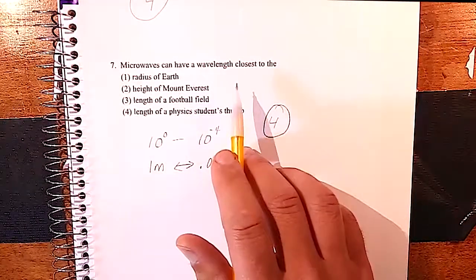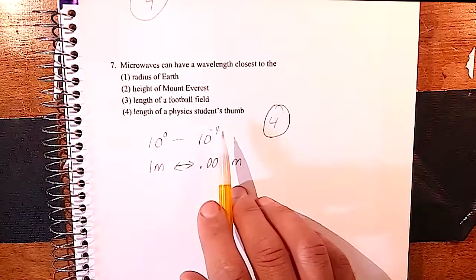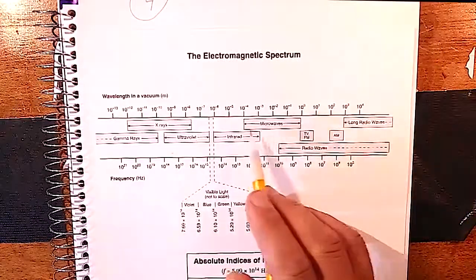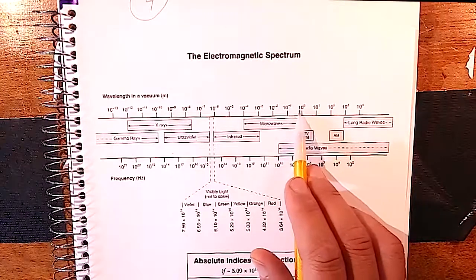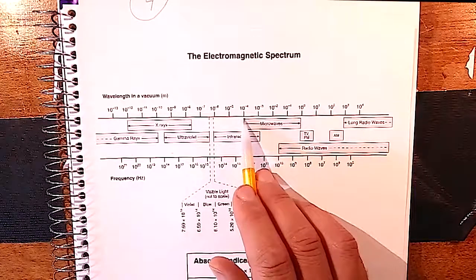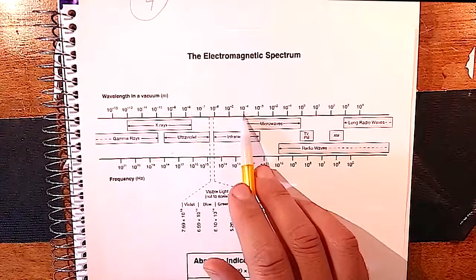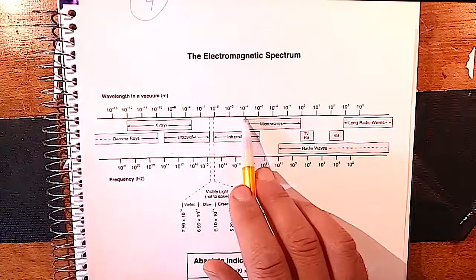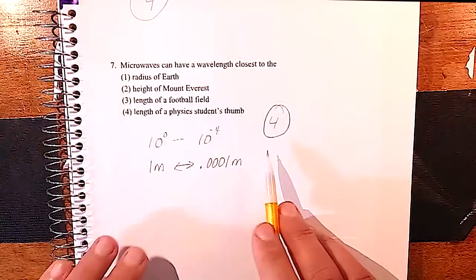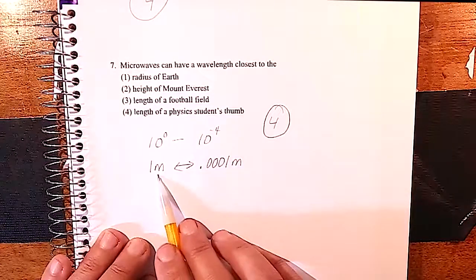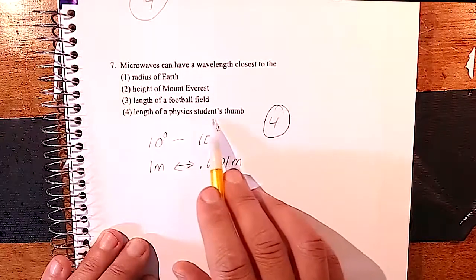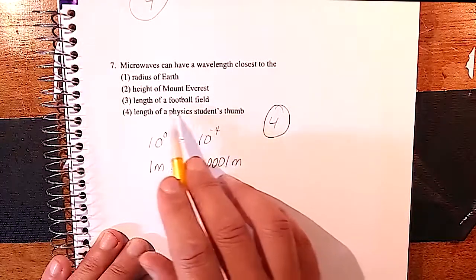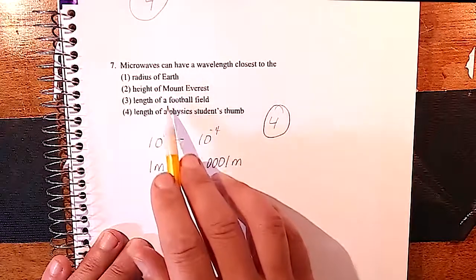Microwaves have a wavelength closest to what? Well, we can look at the wavelength of microwaves and see that it's between 10 to the minus 4th and 10 to the 0. 10 to the 0 is a meter. 10 to the minus 4th is going to be a tenth of a millimeter. So what is between a meter and 0.0001 meters? Well, that's going to be roughly a student's thumb. These are actually much too large.